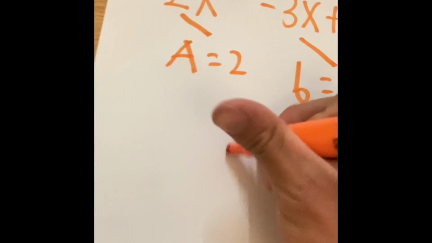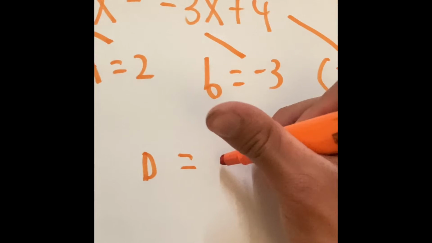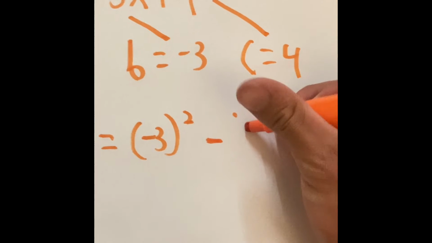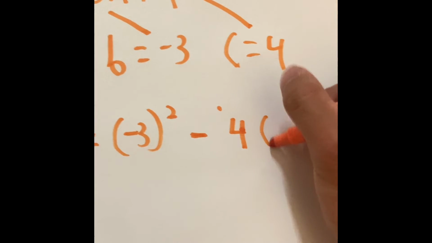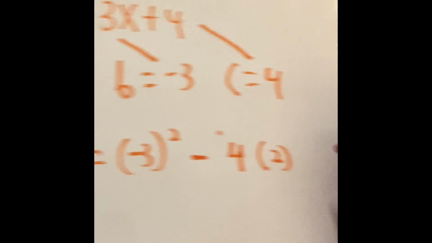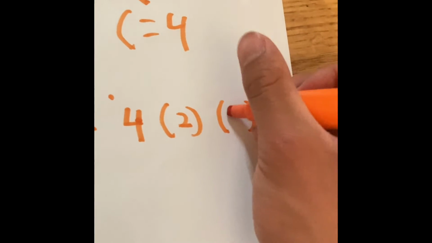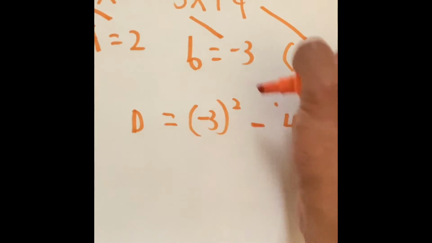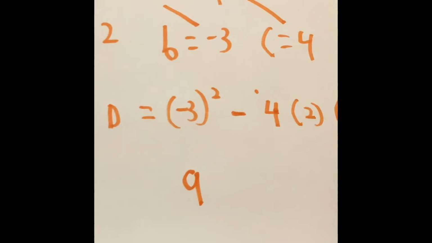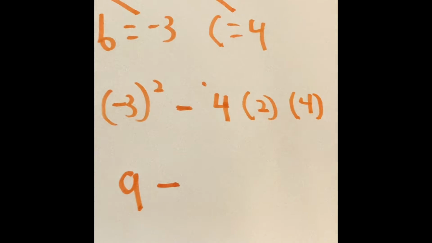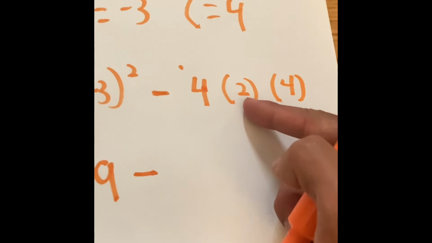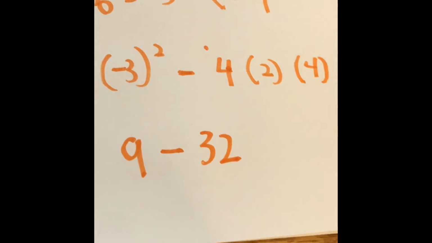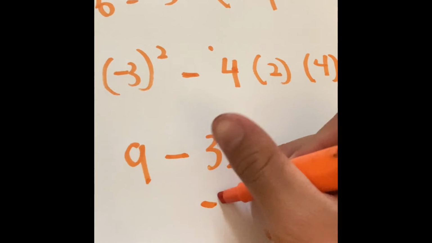So we're going to have D equals negative 3 squared minus the 4, multiplied by 2 because of a, and multiplied by 4 because of c. Let's see what happens. So negative 3 squared is 9. We minus that by 4 times 2, which is 8, multiplied by 4 is 32. So 9 minus 32 is going to be negative 23.